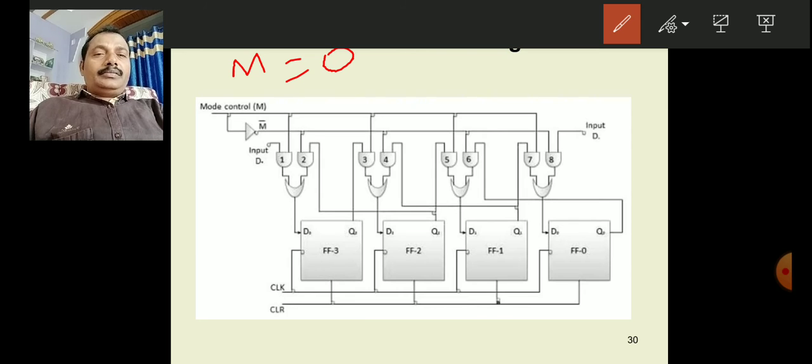M bar is 1. M equals 0 means this gate is disabled. This gate is disabled because M equals 0 is connected. These gates are disabled. Other gates are enabled, because M equals 0 means M bar is 1. Hence, this gate is enabled, and all other gates are enabled. What is the data? Because data write is disabled.